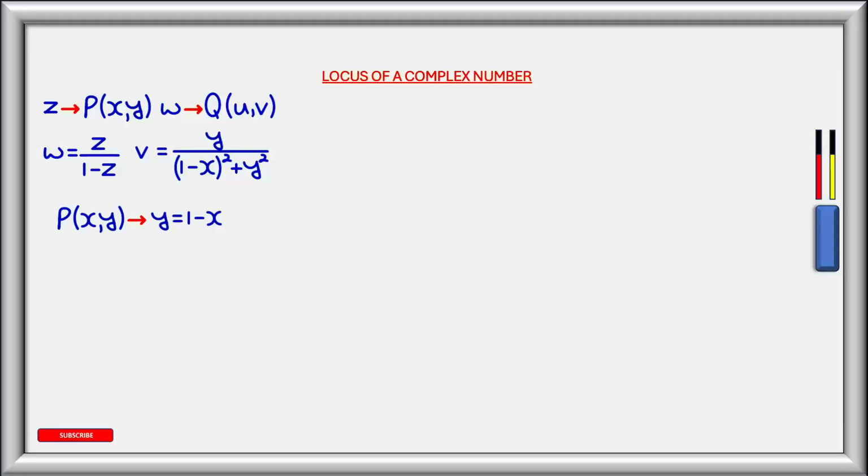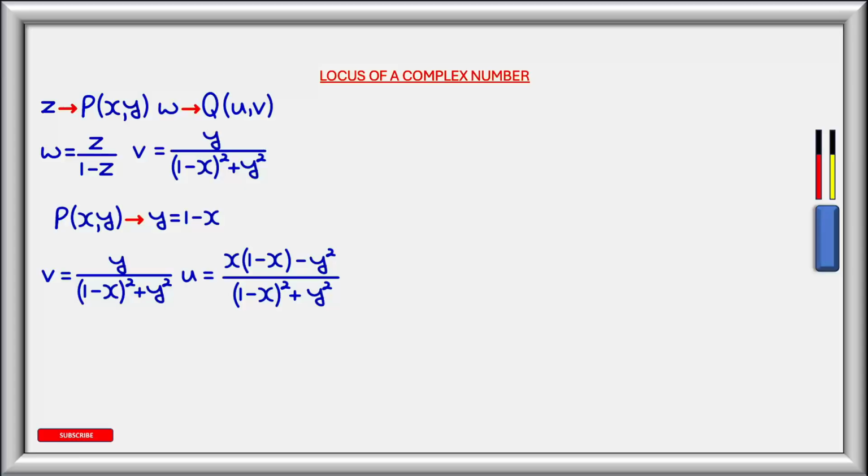And in the second part of this question, we're told that point P moves along the line y is equal to 1 minus x, and we're asked to find the equation of the locus for Q. In the first part of the question, we saw that comparing the imaginary parts of the complex number for w in terms of x and y gave us a value for v which equaled y divided by (1 minus x) all squared plus y squared.